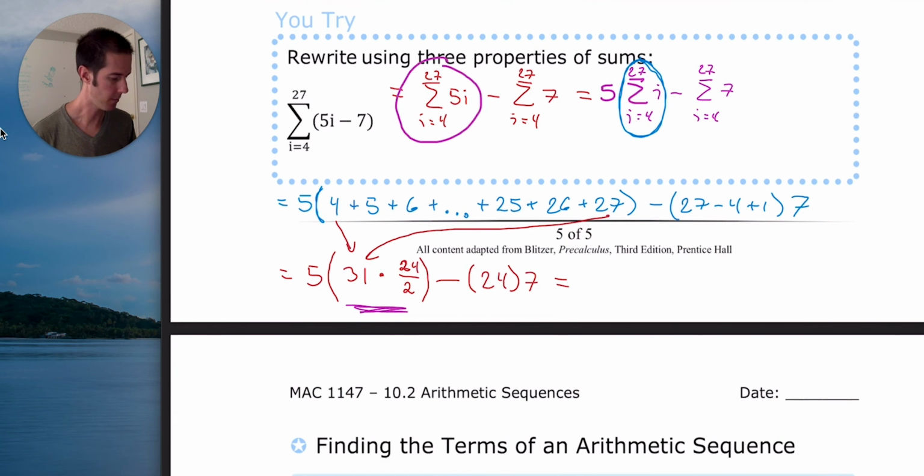31 times 12 is equal to 372, and then I'm doing 5 times 372. I definitely wasn't going to do that by hand. I've got 1860 minus, and then I've got 24 times 7. That's a lot of sevens. That's 168. And then we need to do the 1860 minus 168, and that's 1692.